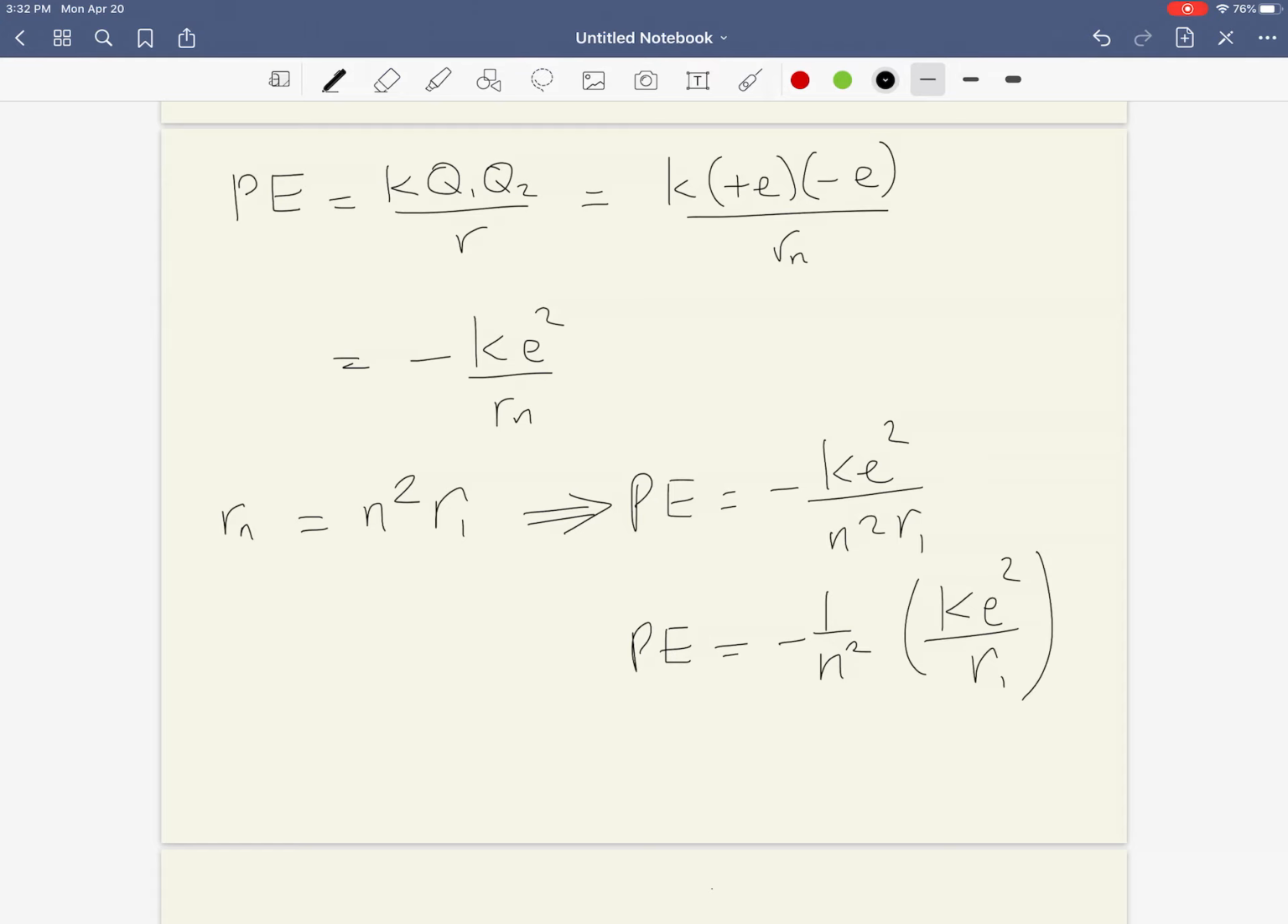So once again, you notice that everything contained in these parentheses is a constant. This is Coulomb's constant. This is the charge on the electron. This is the Bohr radius, which is a constant. So we have another constant divided by n squared. This is the expression for the potential energy of the atom. So we shall call this equation 1.